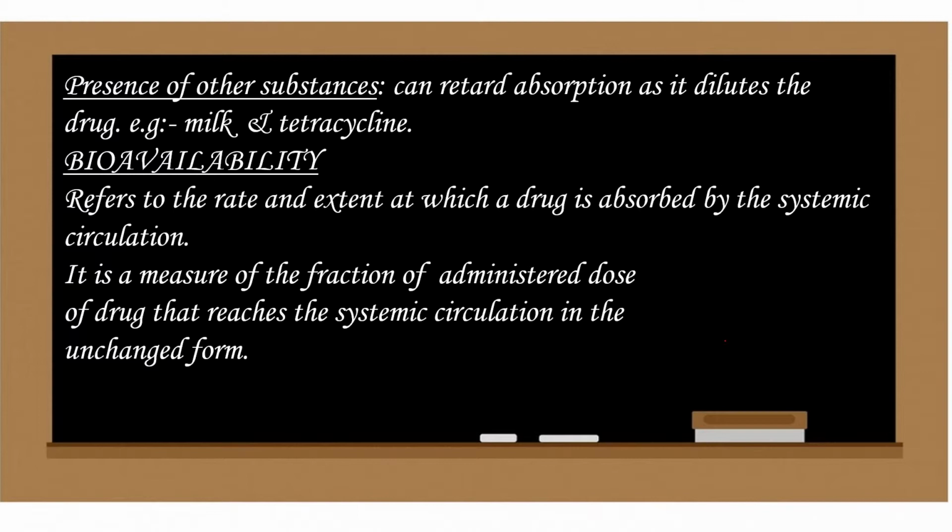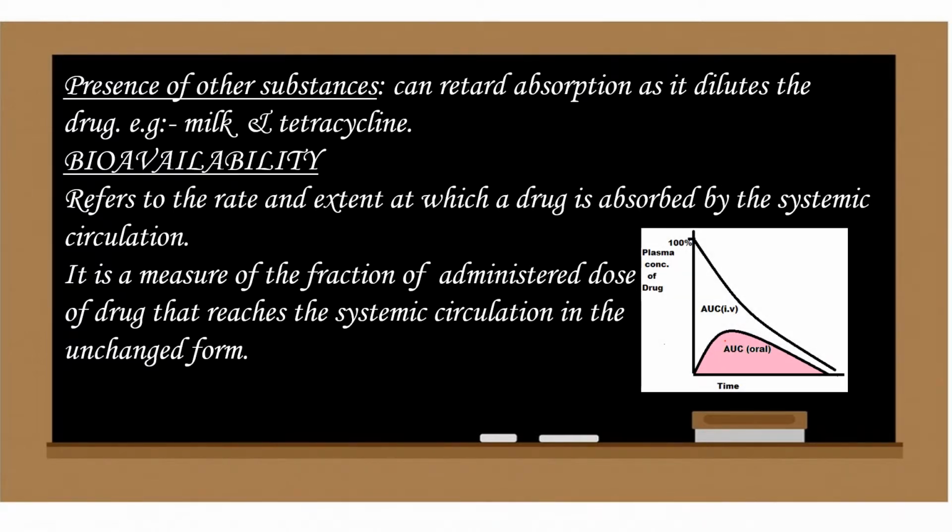So now let us see the graph. Time is plotted on the x-axis and plasma concentration of drug is plotted on the y-axis. A drug given IV starts at a concentration of 100% as it is directly injected into the systemic circulation, and it declines over a period of time. On the other hand, oral route of drug administration reaches its maximum level at some point of time and declines with the passage of time.